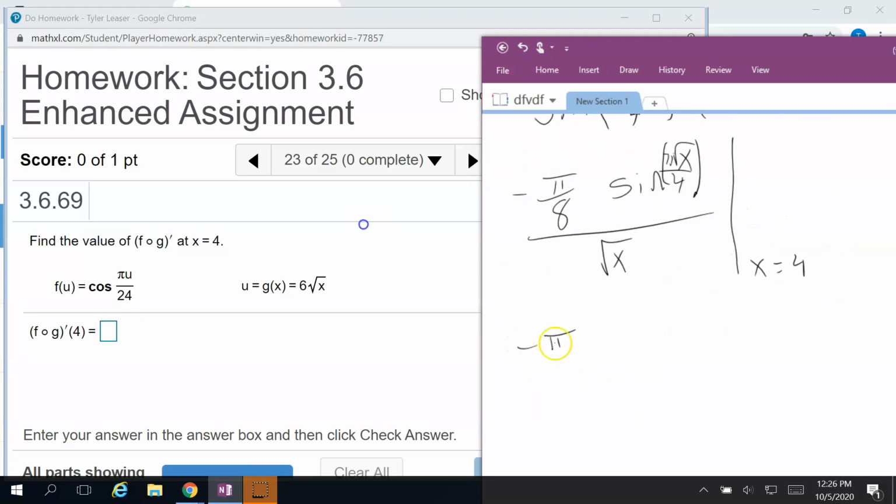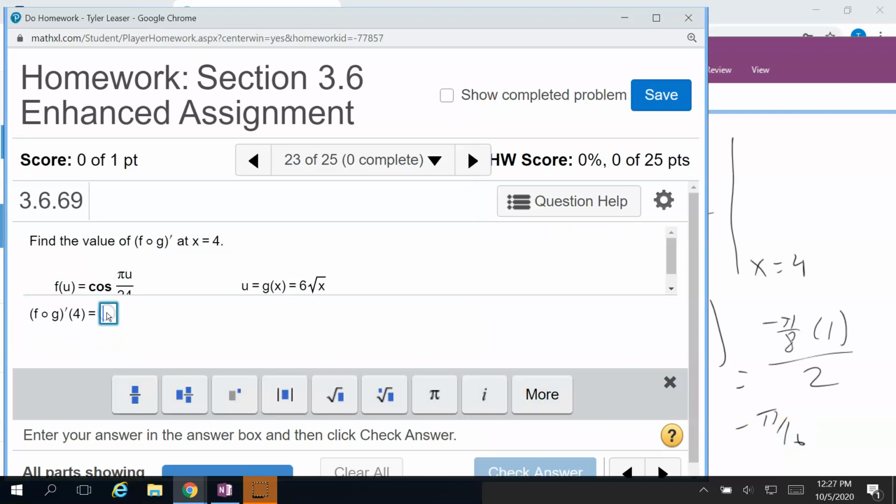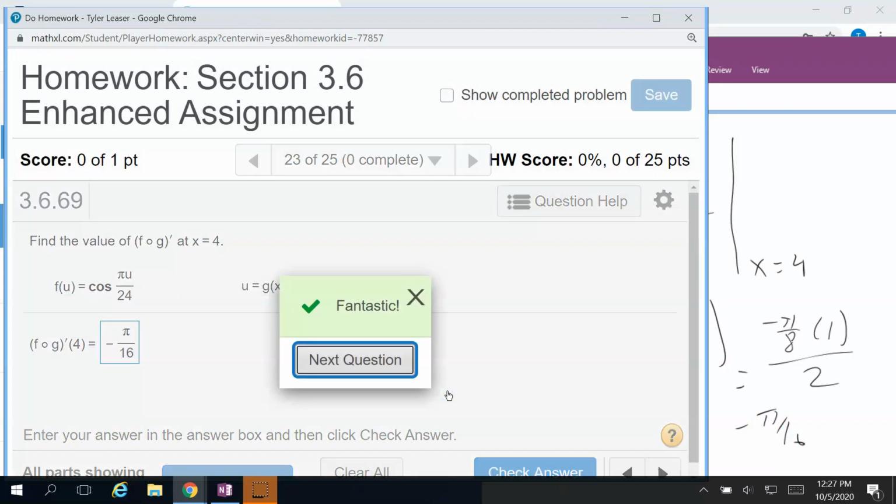So it's going to be negative pi over 8, sine of, we have the pi, square root 4 is 2, all over 4, and in the bottom we have the square root of 4, which is 2 again. Sine, this is pi over 2, and sine of pi over 2 is just 1. So we get the negative pi over 8 times 1 over 2, which is negative pi over 16. And that should be the answer for this one. So just to type it in, just to see. Negative pi over 16. Okay, cool.